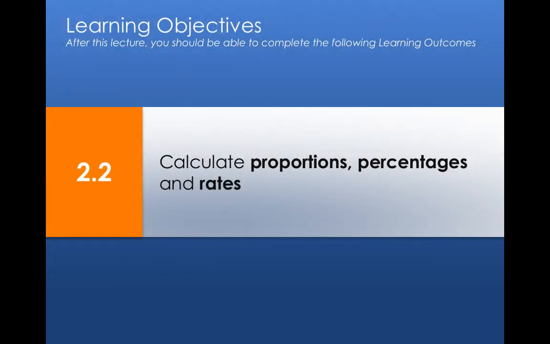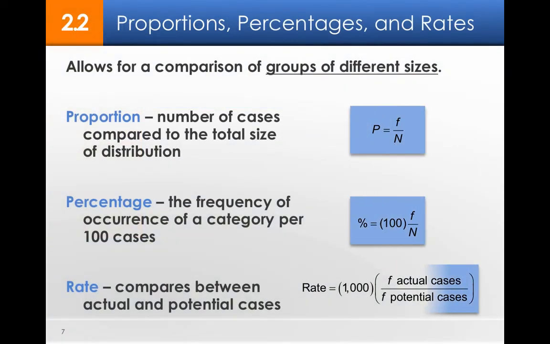Another thing we might do with our data is calculate proportions, percentages, and rates. This allows us to compare things from different groups, right? Imagine we want to compare a crime rate, for example. We want to compare how many murders happen in Massachusetts with how many murders happen in Vermont. Well, we have to take into account the population. So how do we compare groups of different sizes? We can use a proportion, which is the number of cases compared to the total size of the distribution.